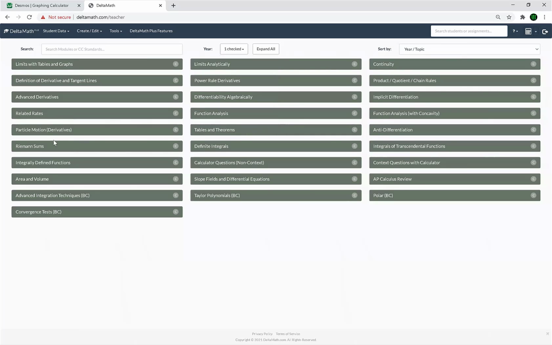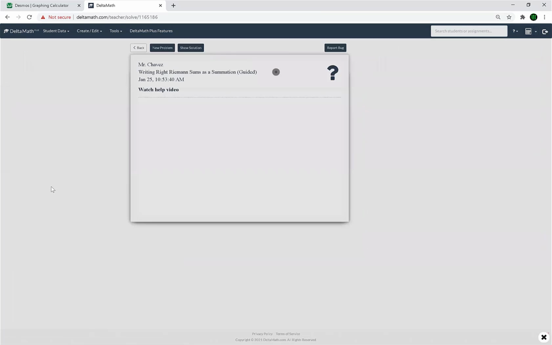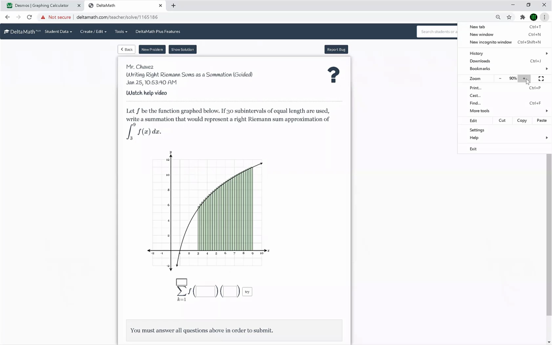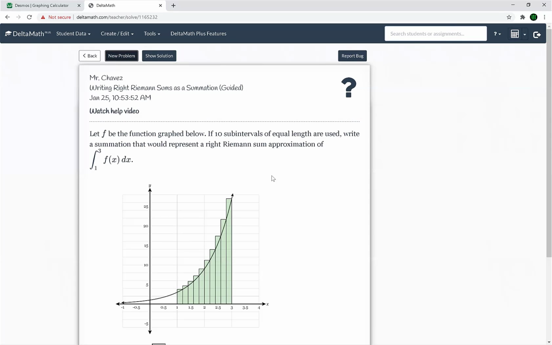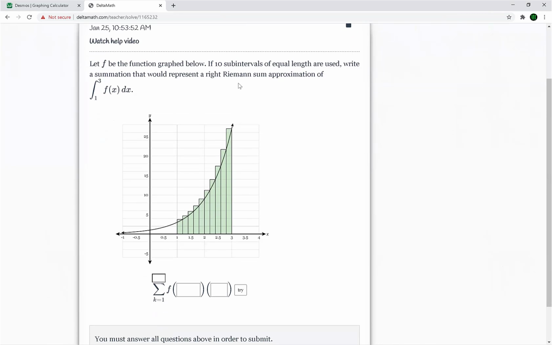Where does it say Riemann sums? It has a visual too. I love that. Too many rectangles, give me less. There we go, one with less rectangles. Okay, let's see if we figured this out, guys. It says, let f be the function graphed below. If 10 subintervals of equal length are used, write a summation that would represent a right Riemann sum approximation of the integral of this function.